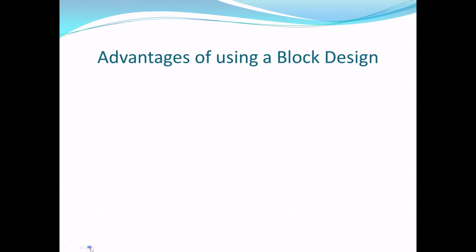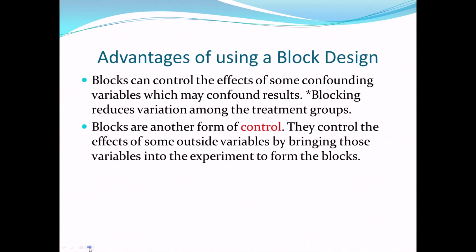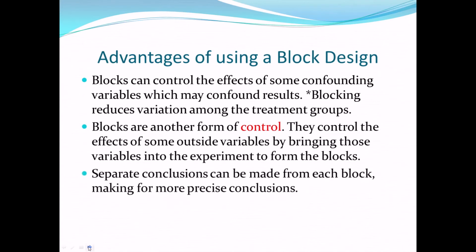All right, so the advantages: you can control your confounding. That helps to control confounding, which could be the origin of the store for the plants, right? So blocking reduces the variation among the treatment groups. That's a good thing. Okay, so blocks do control, I guess I just said that. They control the effects of some outside variables by bringing those variables into the experiment to form the blocks. You have more precision because you can draw separate conclusions from each block.